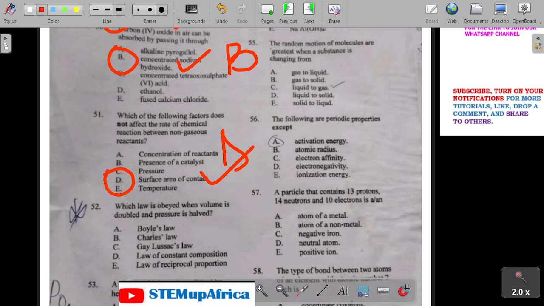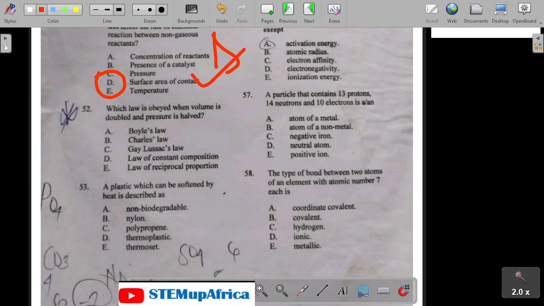Then let's see, number 52 said, which law is obeyed when the volume is doubled and the pressure is halved? So this is just volume against pressure. Volume against pressure is just Boyle's law. No temperature when it comes to Boyle's law. Temperature is constant. A plastic which can be softened by heat is described as thermoplastic. The ones which cannot be softened by heat are known as thermosets.